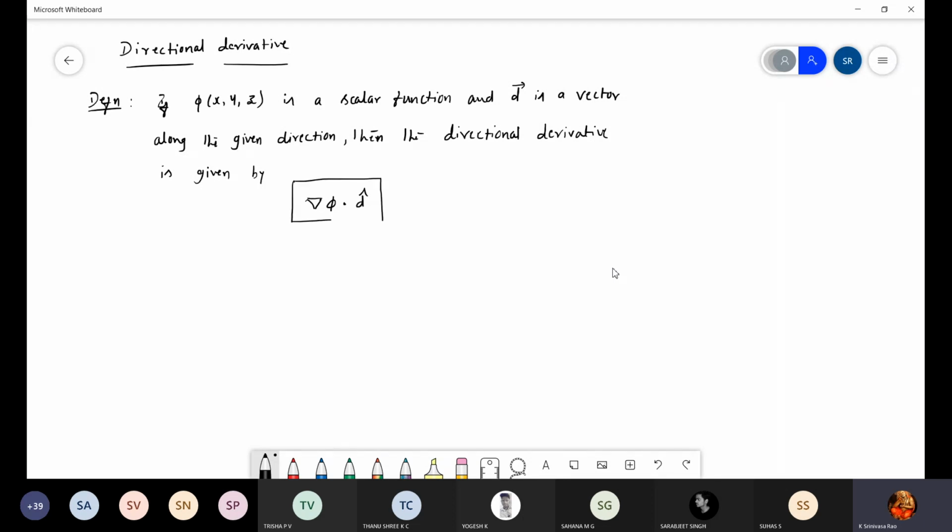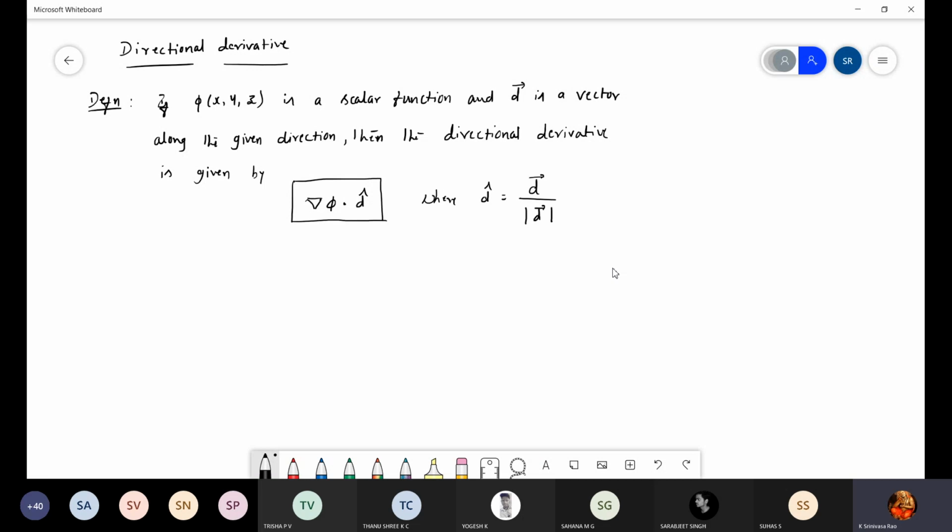where d cap is a unit directional vector, d cap equals, so we know the formula, vector d divided by its magnitude. Okay, so they will give phi, they will give one directional vector, you take d. So calculate grad phi and calculate d cap unit vector and calculate finally a dot product of both the vectors.